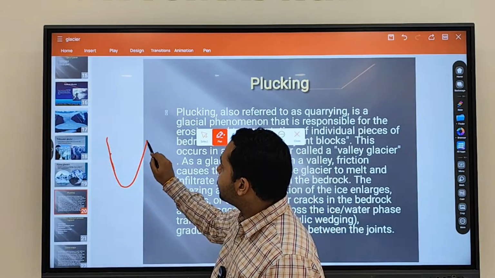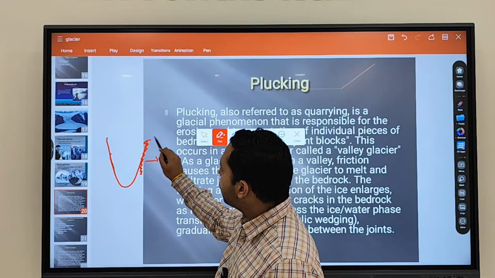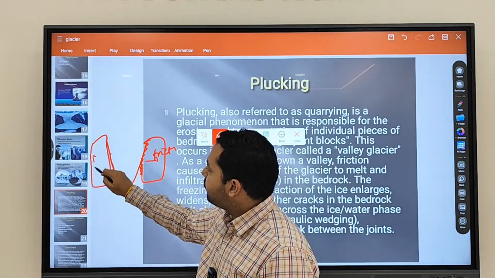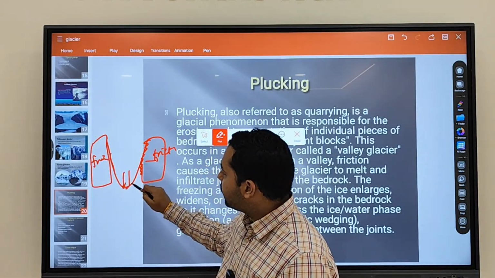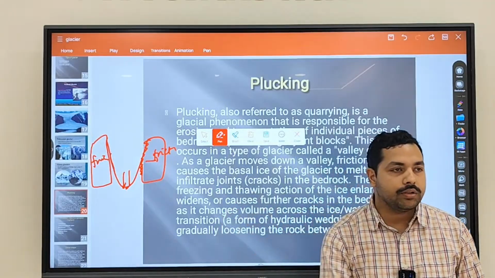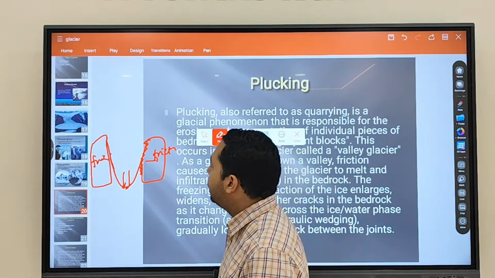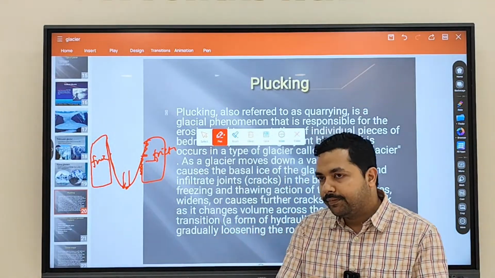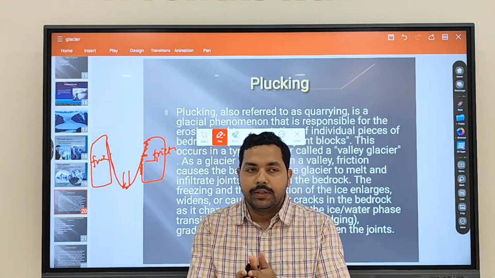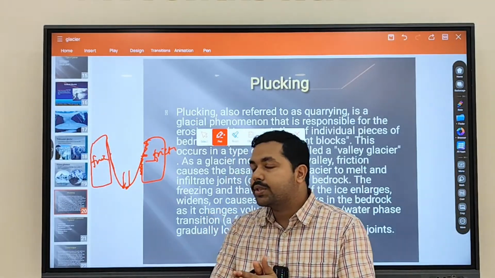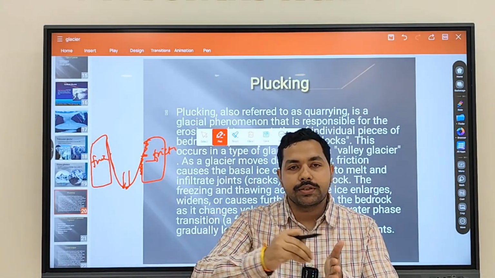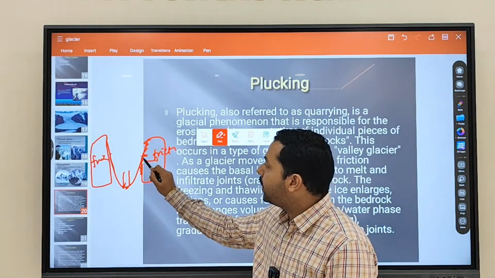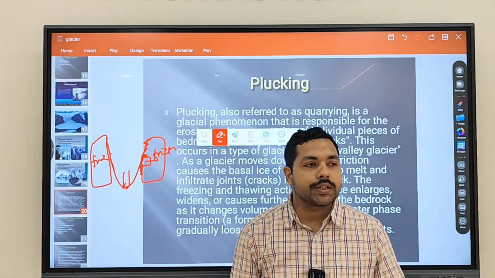Now what is happening is that on this particular part, as we discussed, rock is there which provides friction, and on this side also rock is there which provides friction, but in the middle part there are no rocks, no friction. So that's why the glacier is moving with a higher speed. Where friction is there, what will happen? Heat will generate, and because of friction some material will come out. When some material comes out, a crack will develop. So in this crack, what will happen?